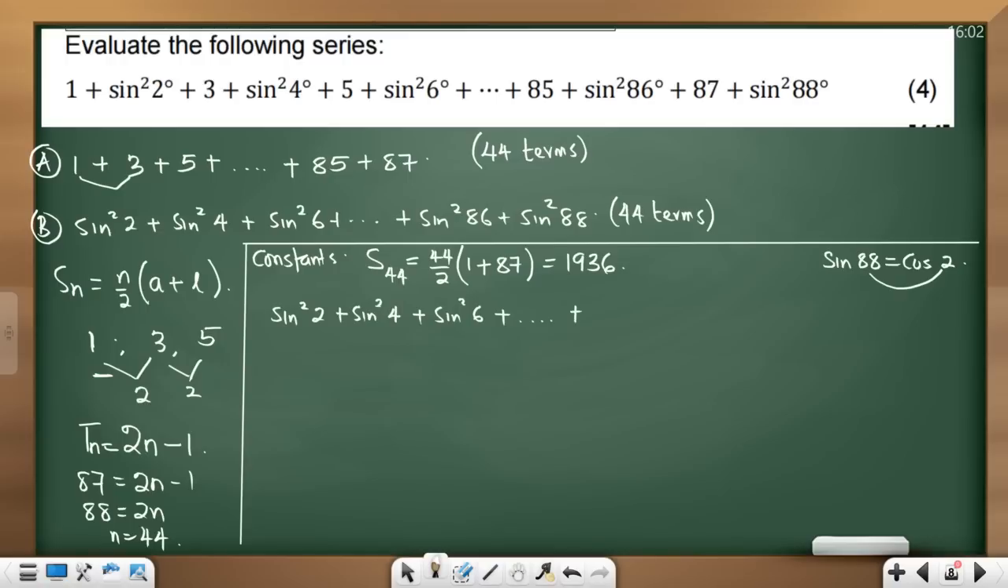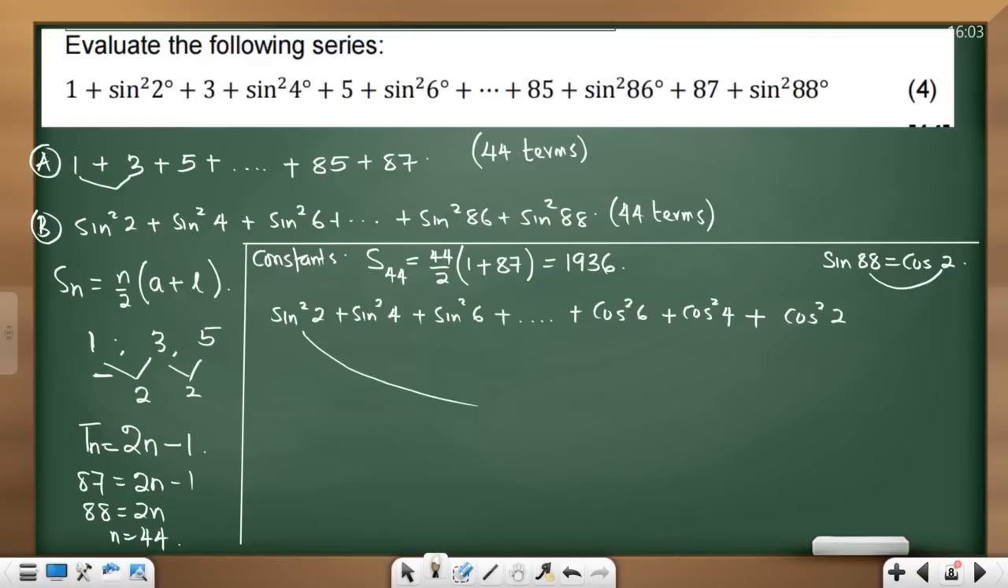Check now. Which means I can change my sine squared 88. Sine squared 88 can be written as what? Cos squared 2. Oh, beautiful. What about the next one? 86 would be what? Cos squared 4, because 86 plus 4. Oh, what about 6? 6 would be cos squared what? 6.